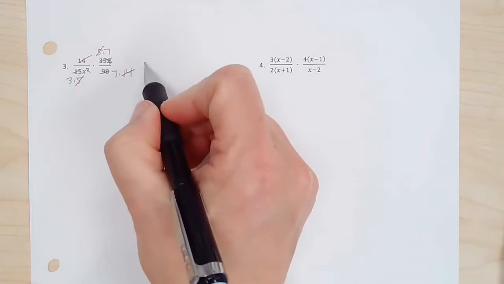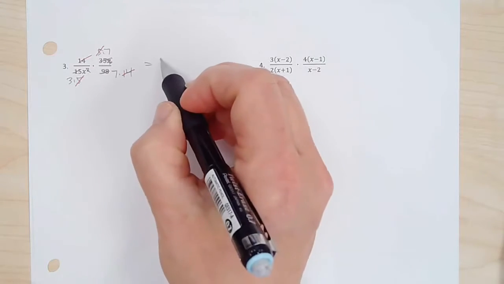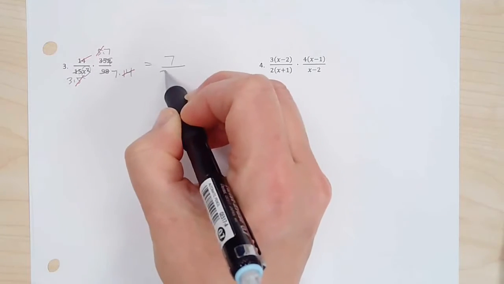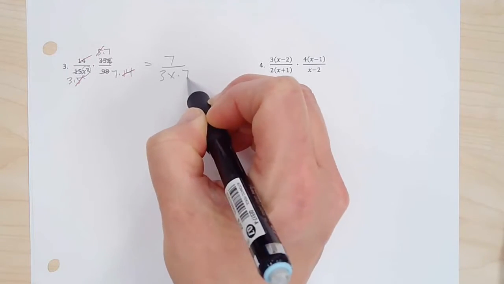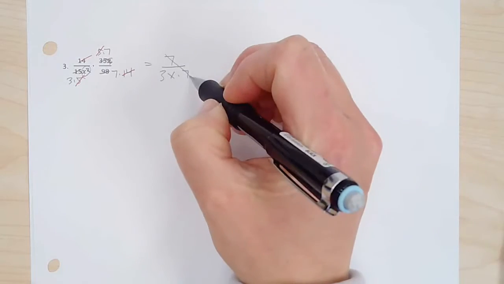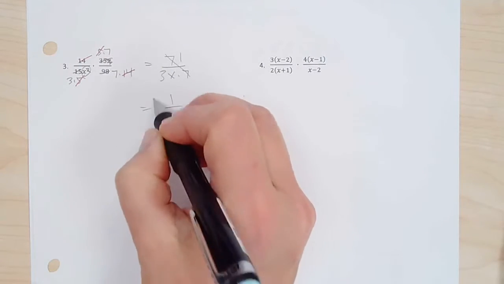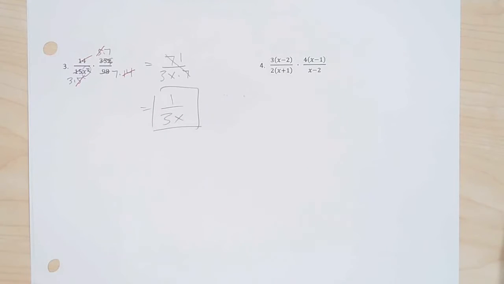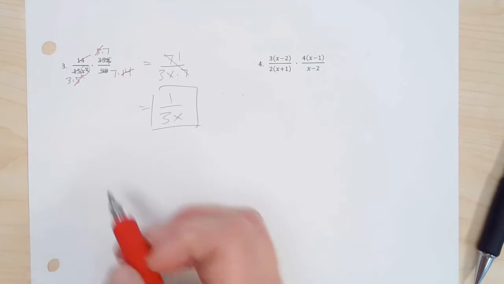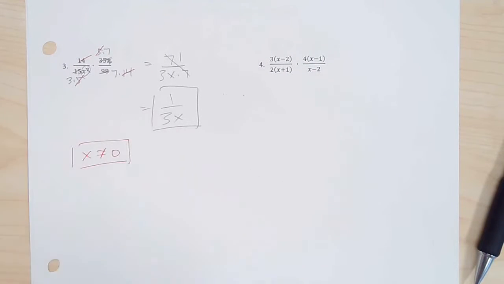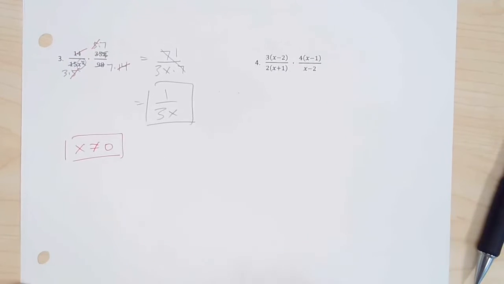We may need to continue on a little bit. We have a 7, a 3, and an x, don't lose that, and another 7, and so these 7s simplify, and we have 1 over 3x. We were supposed to state what the excluded values were, so x cannot equal 0, and that goes from the beginning as well. For number 4, let's start there.